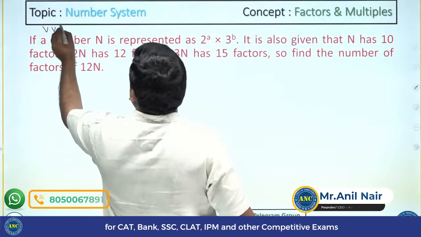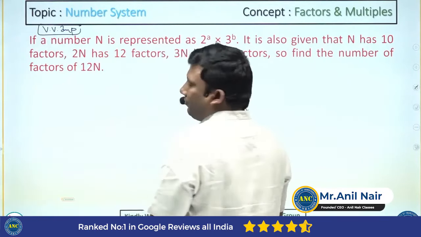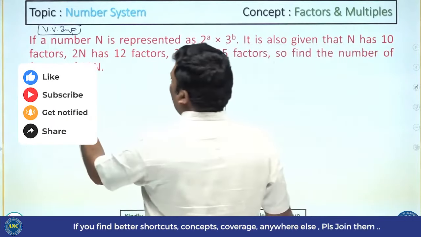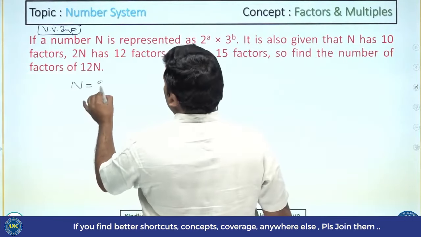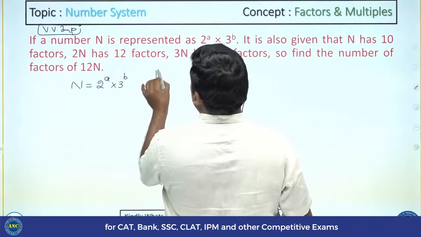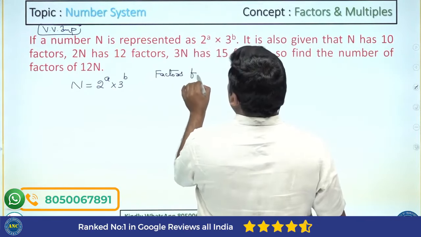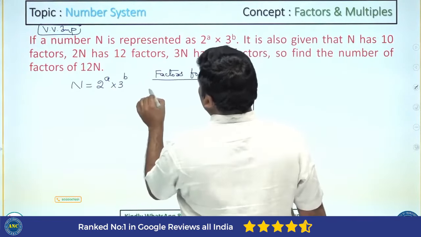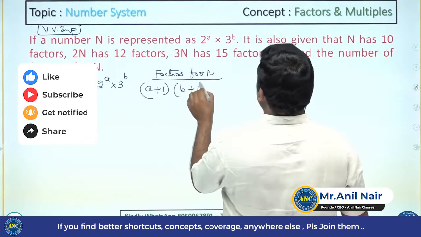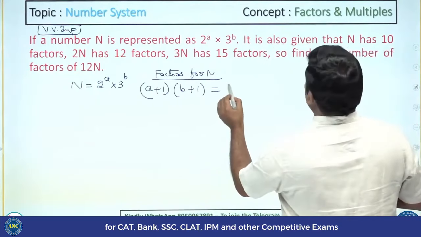Very, very important question. If a number n is represented as 2 power a into 3 power b, where 2 and 3 are prime numbers, the factors for n will be 0 to a plus 1, 0 to b plus 1. And this number has got how many factors?